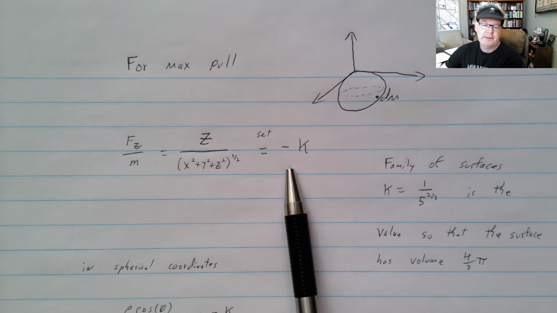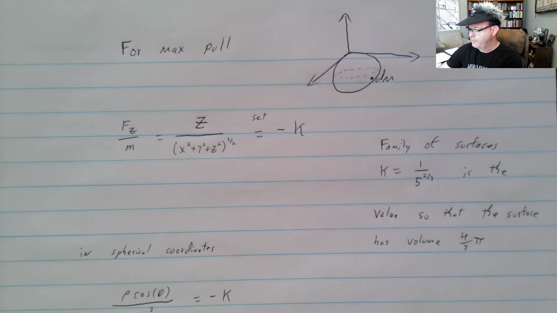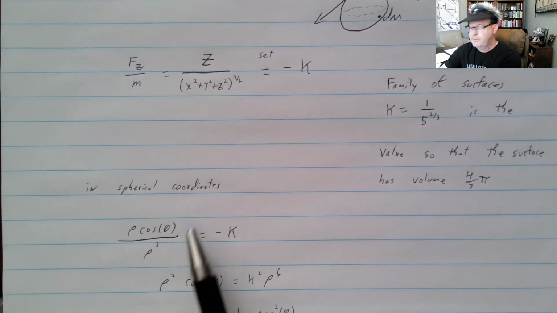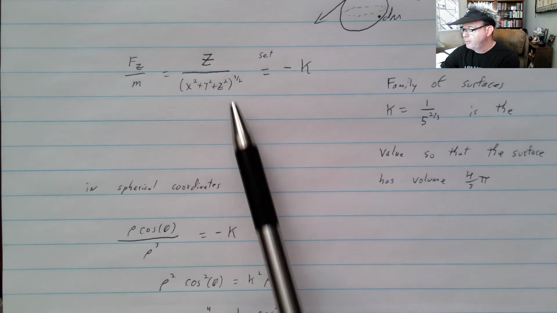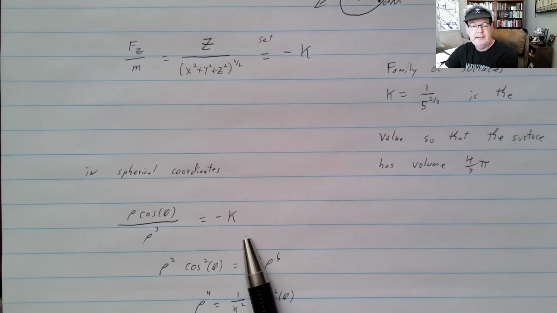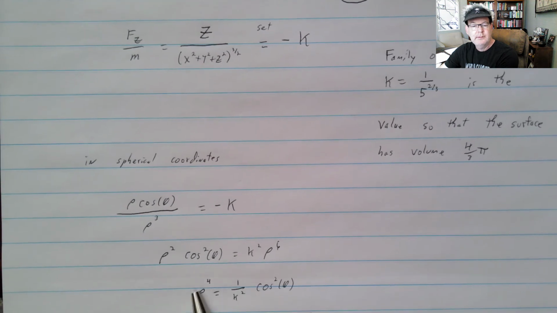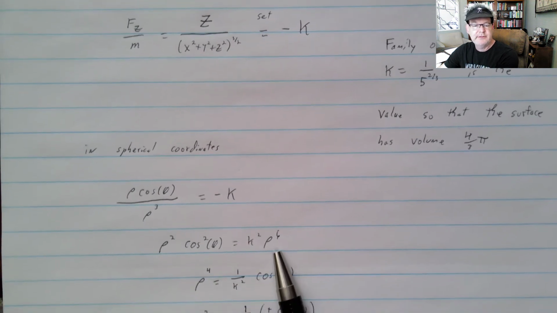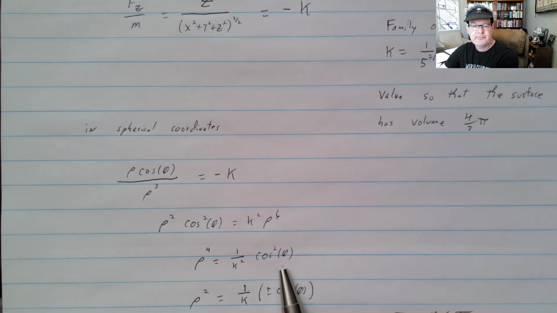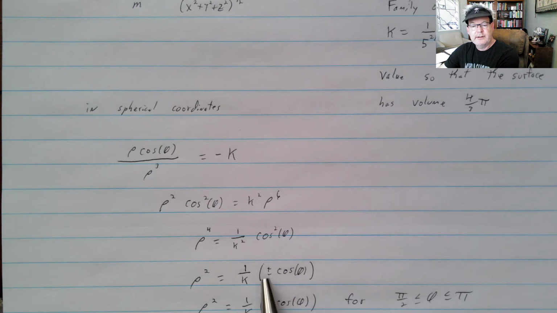So first let's look at the plot. And again, I'll do it in spherical coordinates. So z is rho cosine phi. X squared plus y squared plus z squared to the 3/2 will be rho cubed. I want that to equal negative k. We can cross multiply and then square both sides. If I divide out rho squared, I'm down to this. And I want to take the square root of both sides.